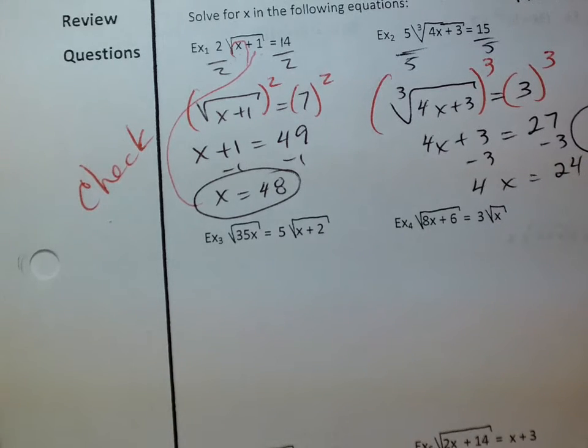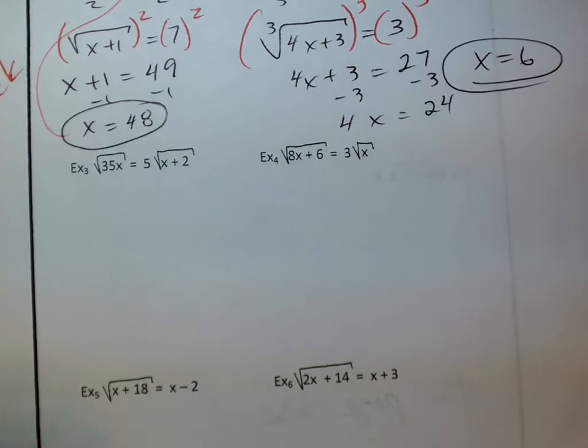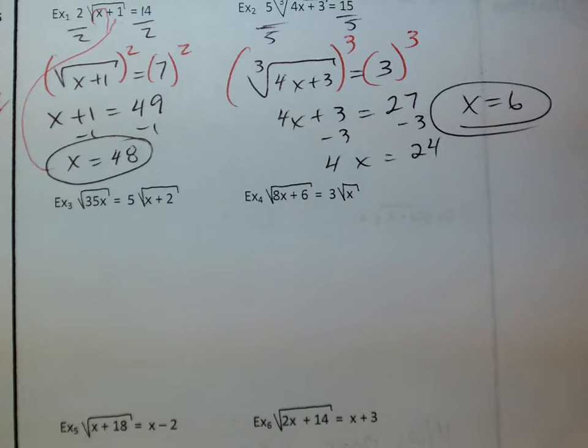That answer is fine too. We can have a negative answer, we can have any answer we want, but x equals 6 is great. That was pretty simple. You guys agree? So we're just solving. The only difference is that sometimes we'll have to cube, sometimes we'll have to square to get rid of cube roots or square roots.